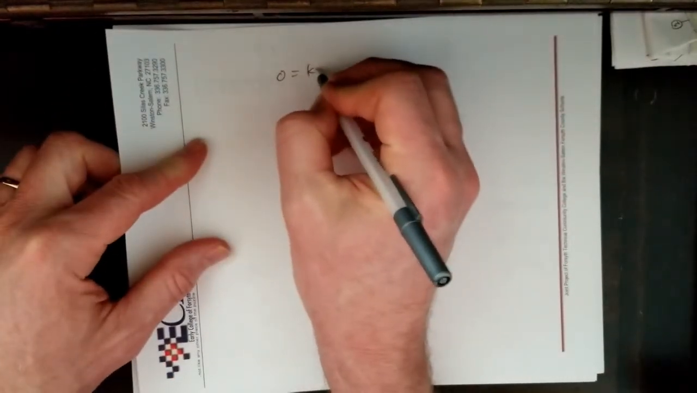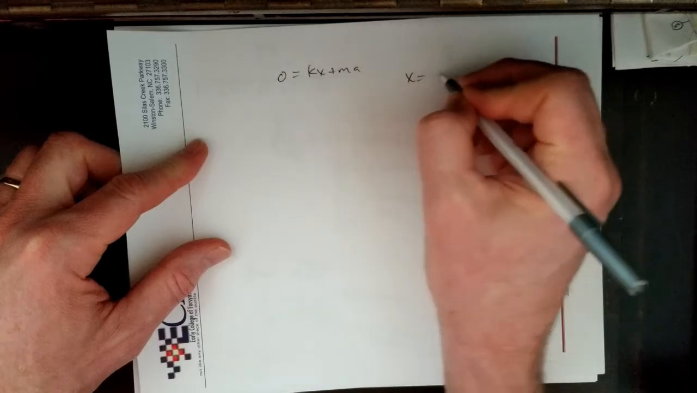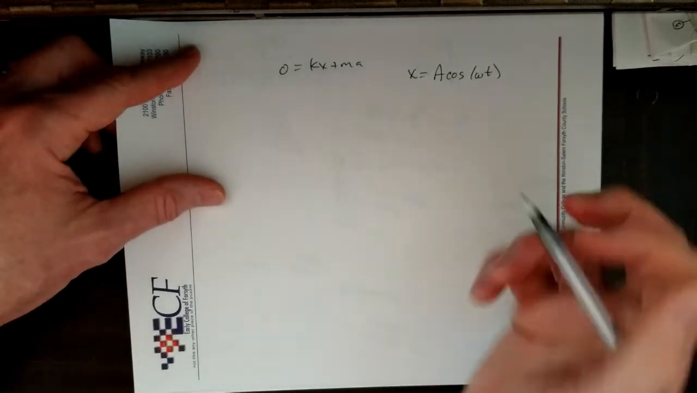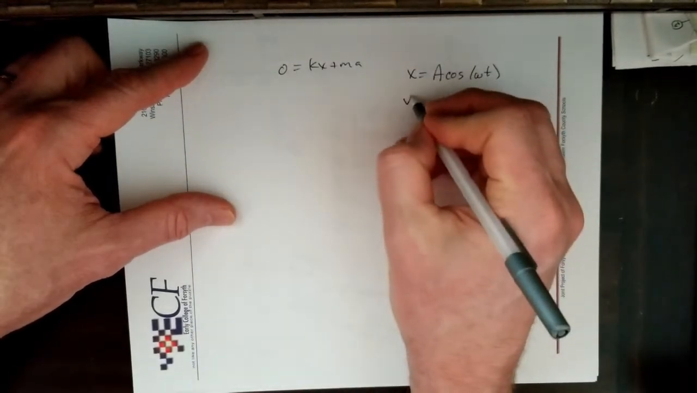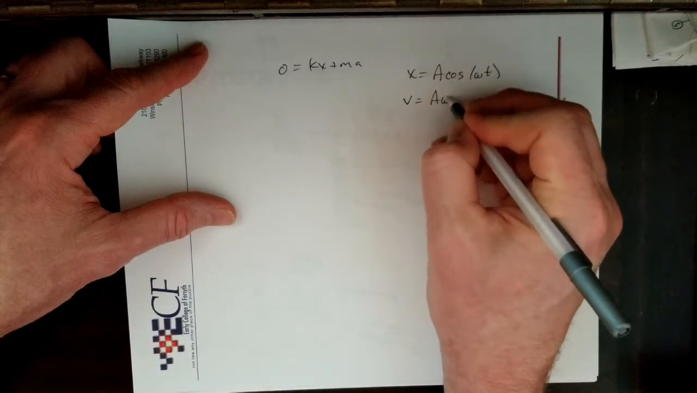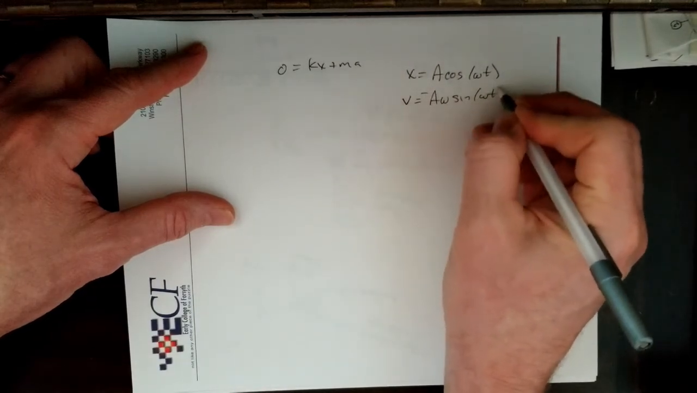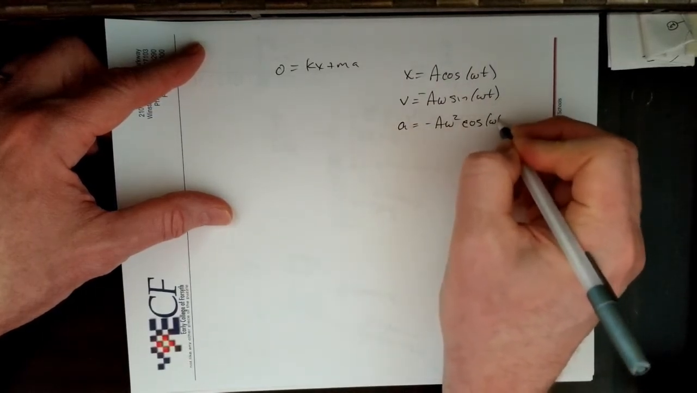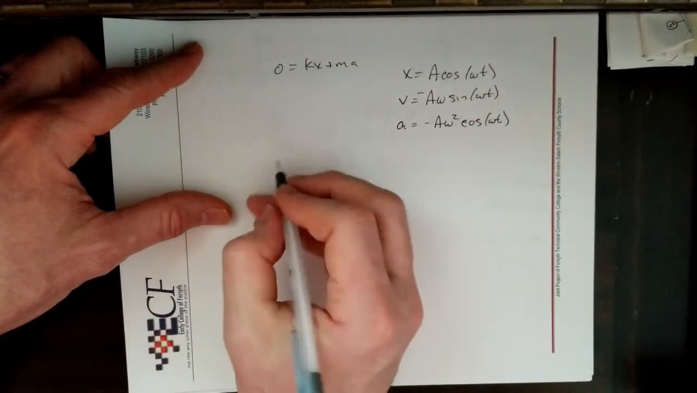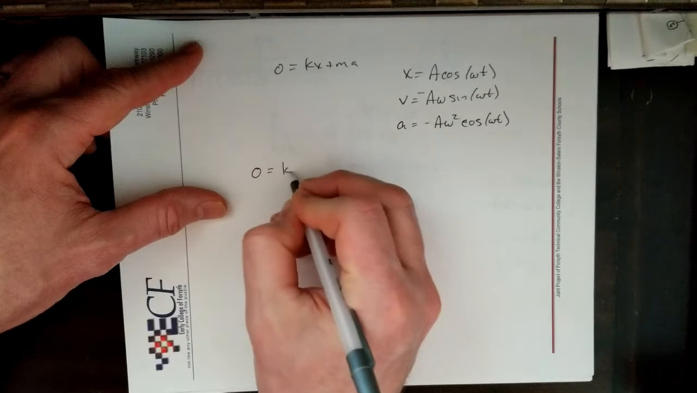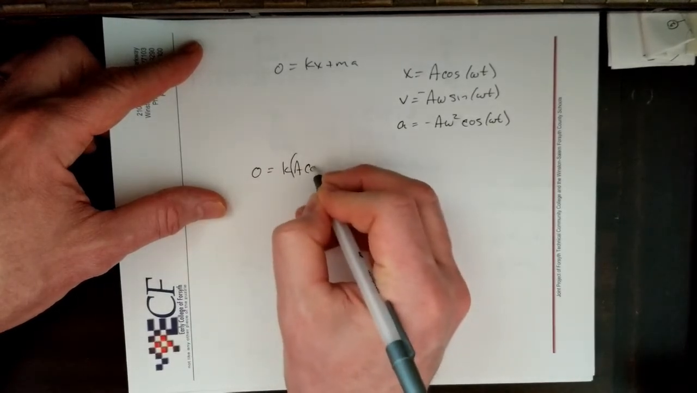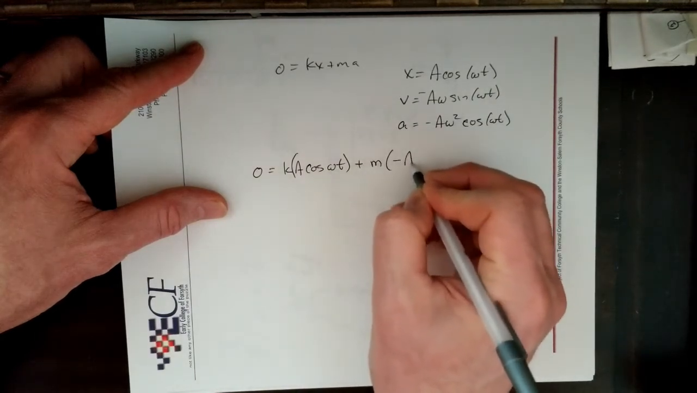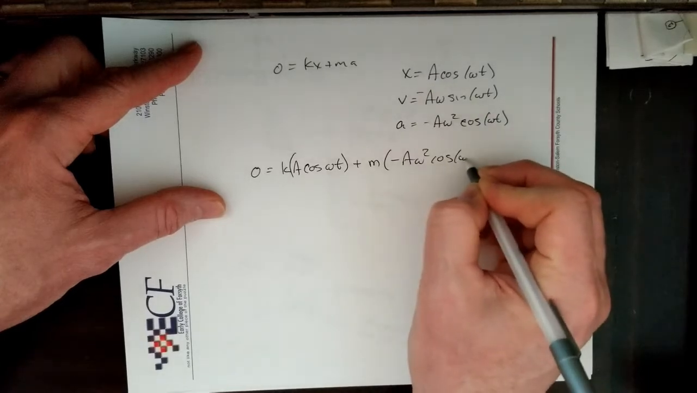So I have 0 is equal to kx plus ma. So if x is equal to some amplitude A times the cosine of omega t, then I know that velocity is equal to negative A omega sine omega t, and my acceleration is negative A omega squared cosine omega t. If I plug into here, I end up with 0 is equal to k times A cosine omega t, this is my x here, plus mass times negative A omega squared cosine omega t.